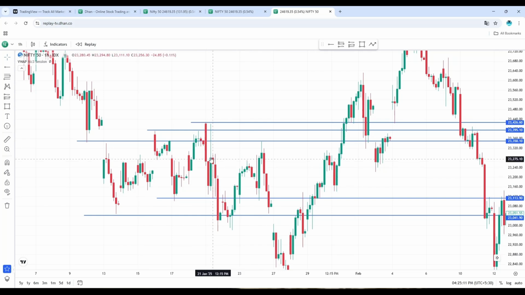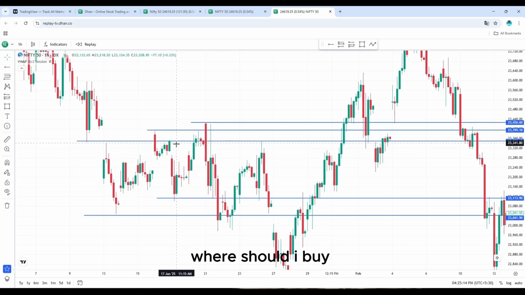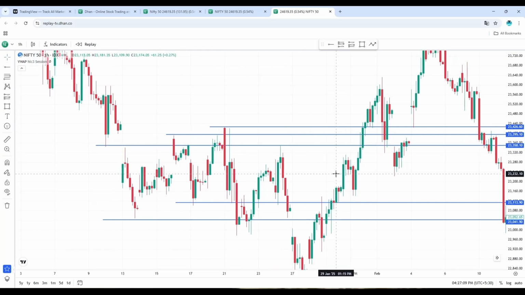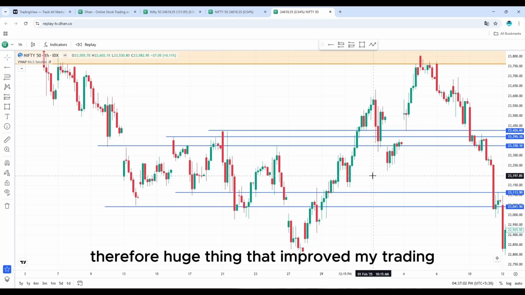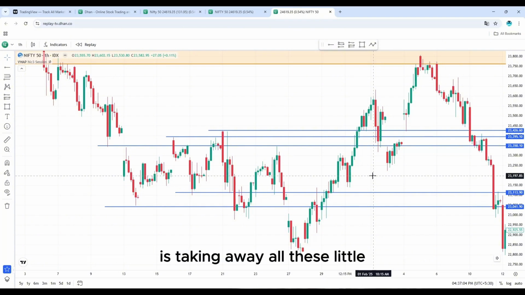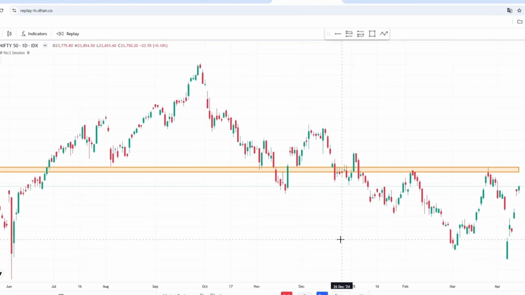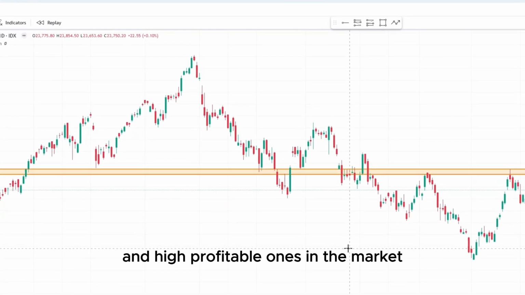If you draw too many levels like this, you will get a thought: where should I buy, where should I sell, do I need to sell or do I need to hold, what do I do? This will clearly affect your decisions in the market, and that is going to give you what is called analysis paralysis. Therefore, a huge thing that improved my trading is taking away all these little support and resistance levels and focusing only on the extremes and highly profitable ones in the market.